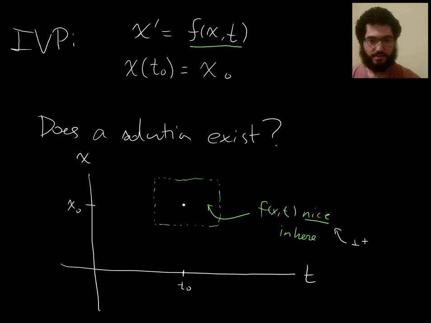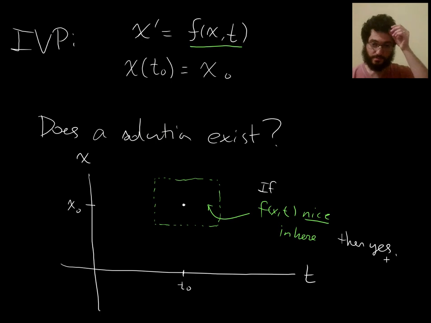So if f of x and t is nice inside some rectangle here, then yes, a solution exists. So it's possible to extend this. Now, it's not guaranteed that the solution exists throughout the entire rectangle in which f is nice. It might cut off somewhere, like it might only exist in this smaller region. Maybe it stops there, and that's it. But that's fine. You're guaranteed at least that there's some positive distance to the left and to the right of t naught so that your solution exists.